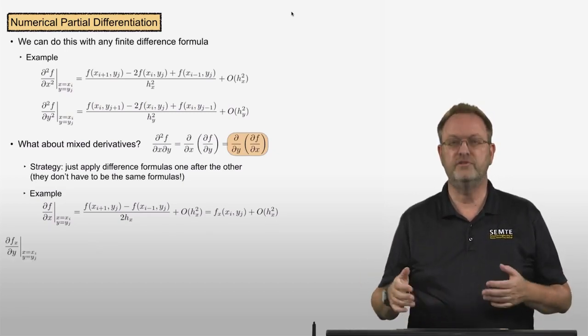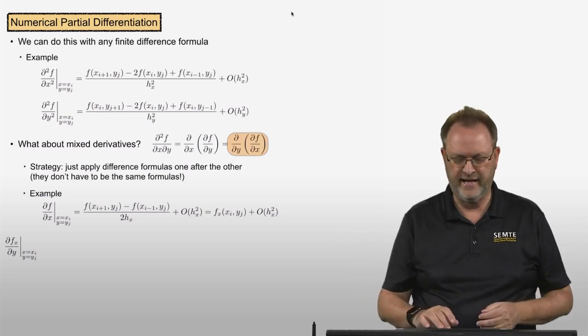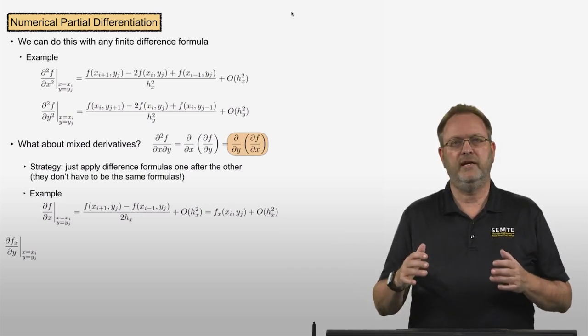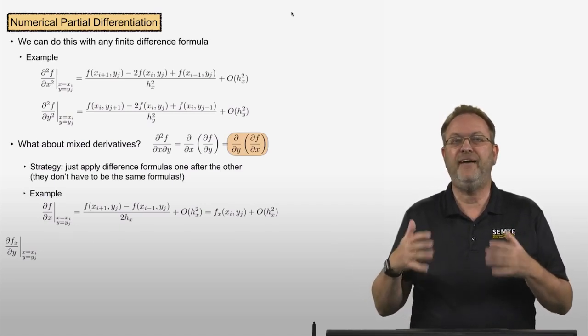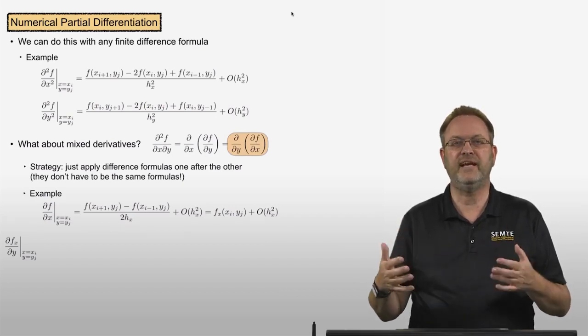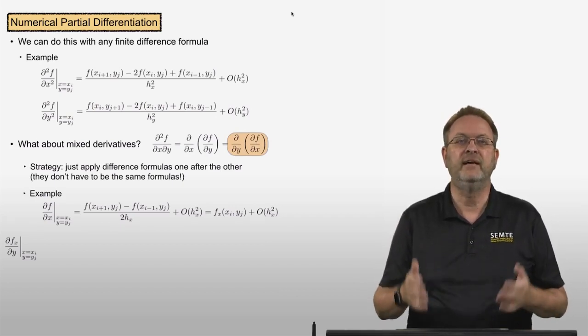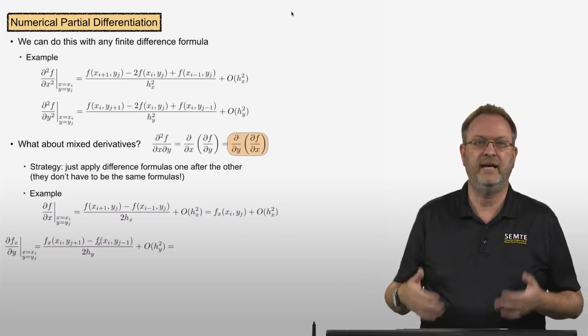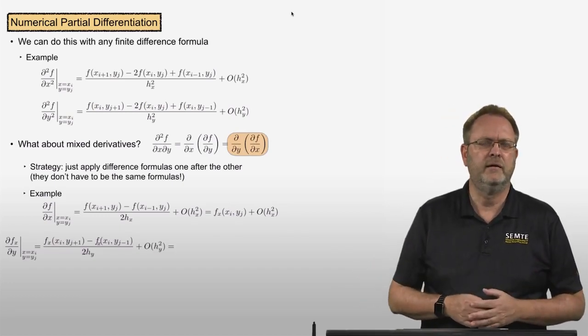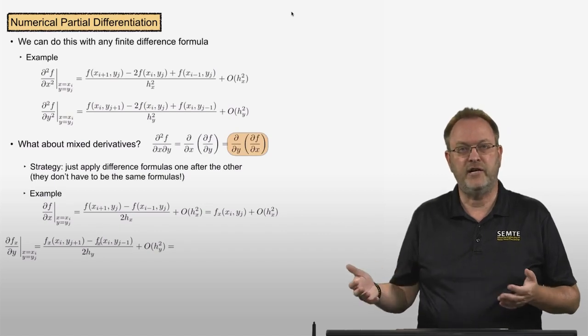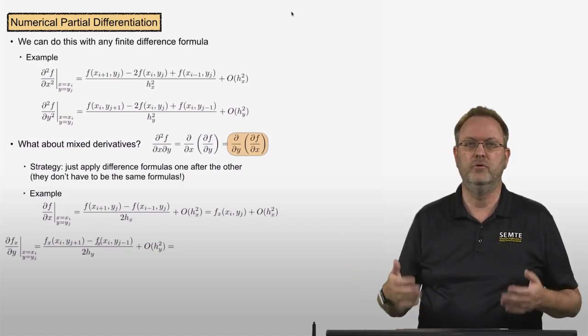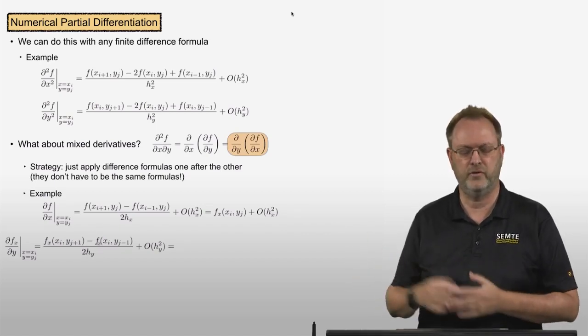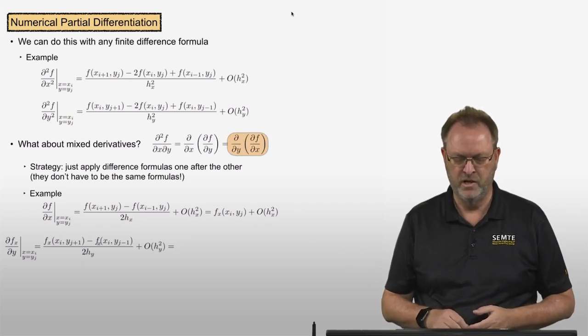And I'm going to use second order central here again. So I'm going to calculate the partial derivative of fx using second order central differences at xi, yj. So that would be fx at xi, yj plus 1, minus fx at xi, yj minus 1, divided by 2hy, plus second order terms in hy.